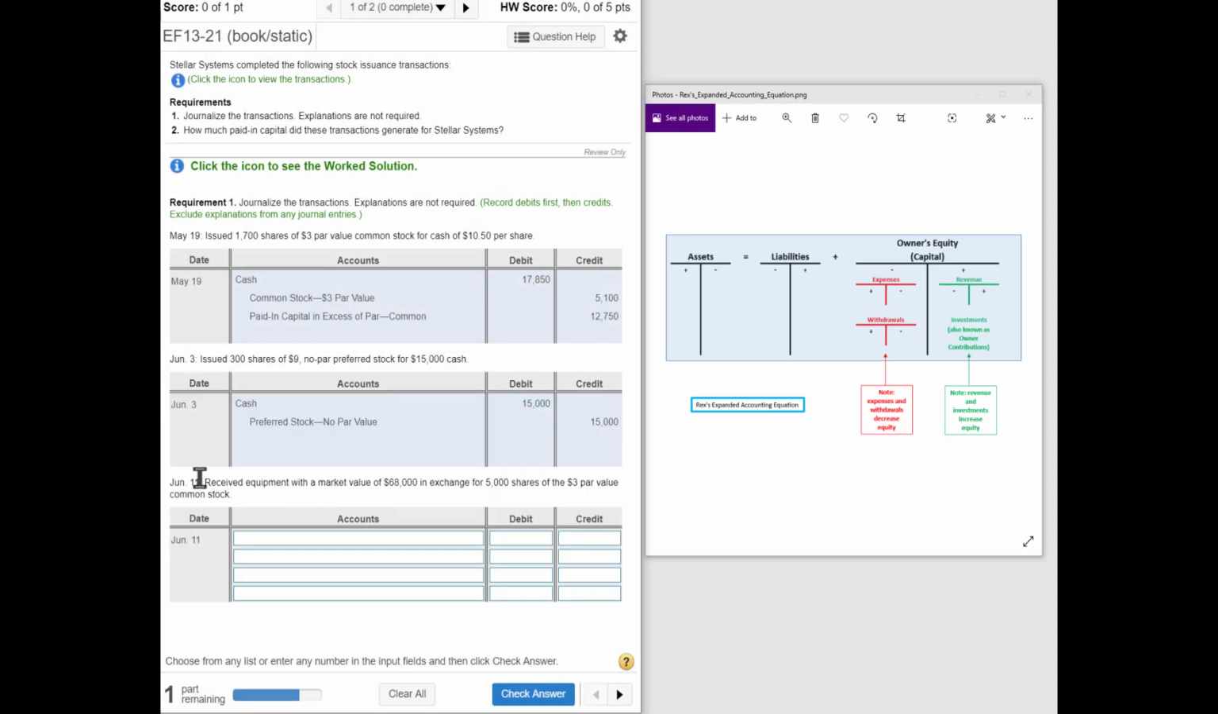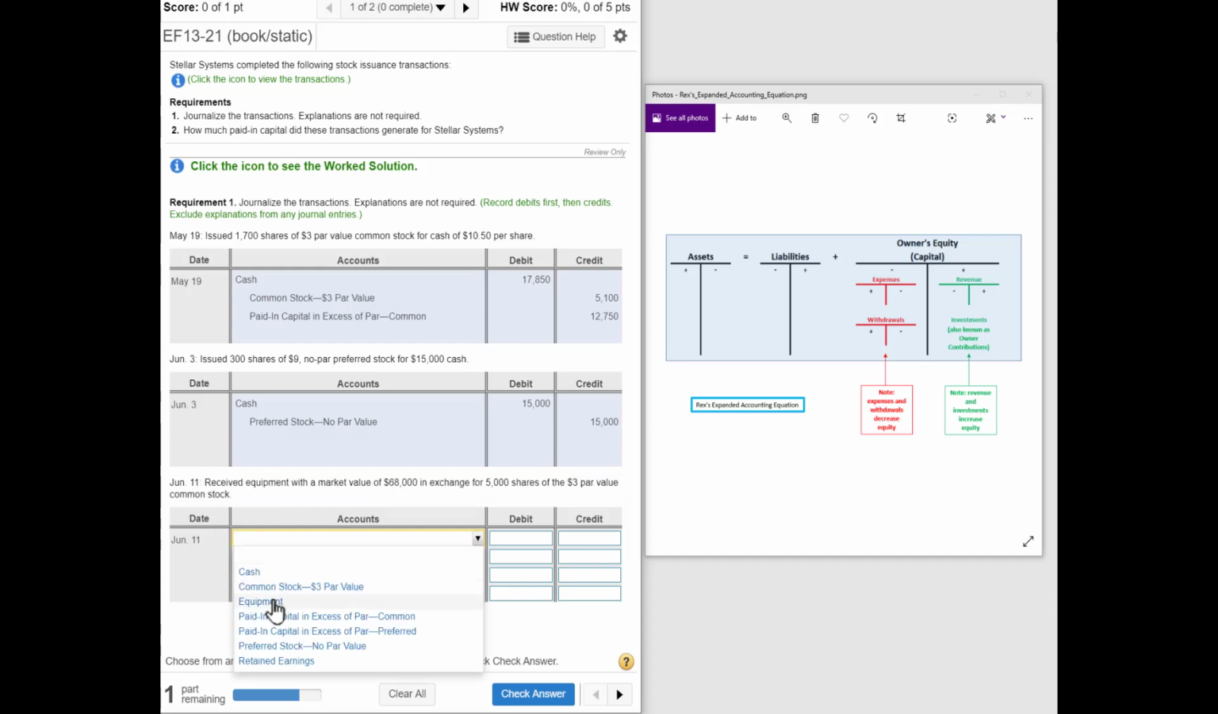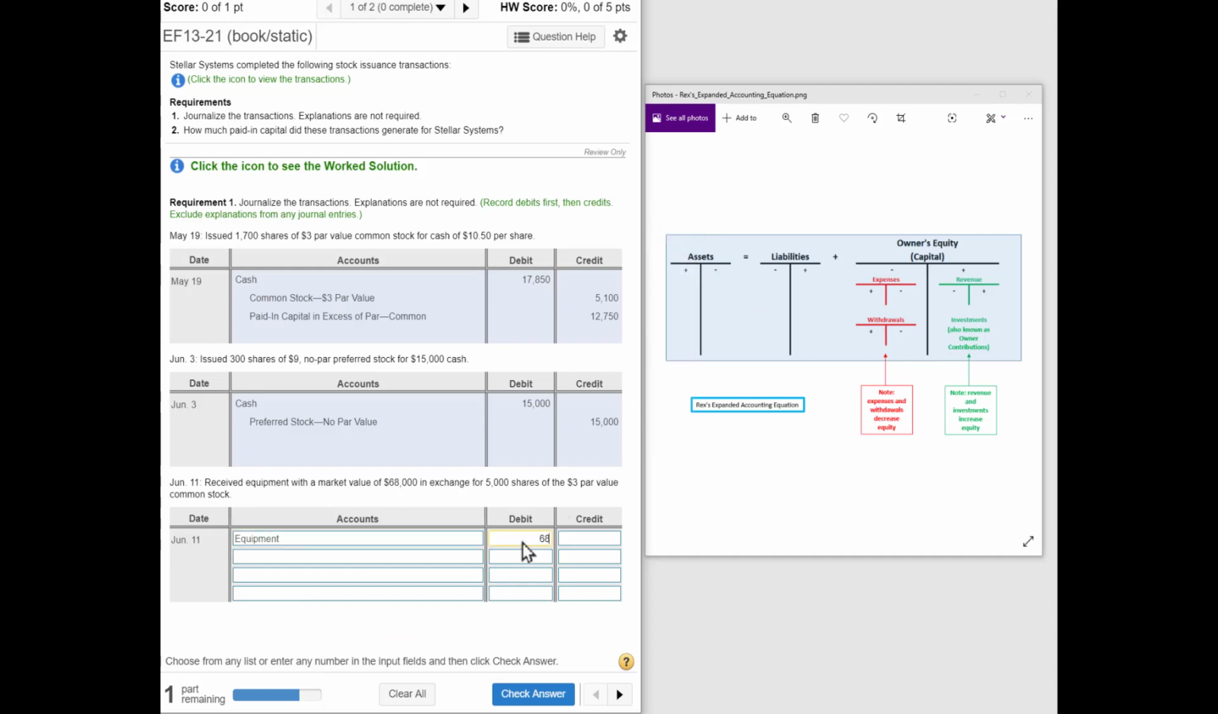And then the last transaction, June 11th, we received equipment with a market value of $68,000. So we have to list the equipment at the market value. So equipment is increasing and it's an asset, therefore we need to debit it. And we need to list it at its market value. And what are we giving up to get this equipment? We're not giving up cash, we're giving them 5,000 shares of the $3 par value common stock.